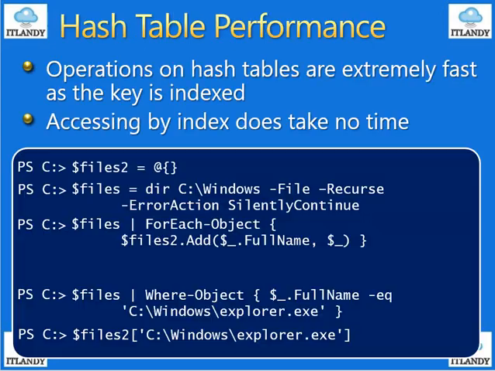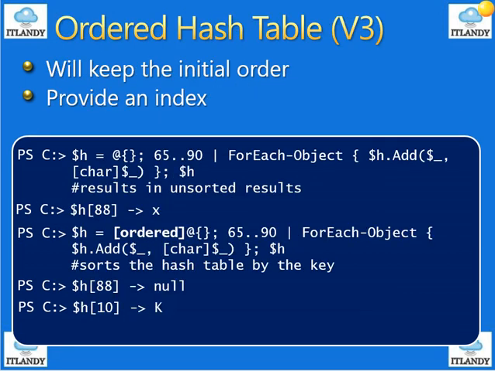So we gave some examples earlier, but we'll continue with hash table performance, how that works. Now we said the operations on the hash table are extremely fast as the key is indexed. Accessing by index takes no time. And with this example, we have to cover the file, Windows Explorer. We said it's faster, and also we can do the ordering in hash table.